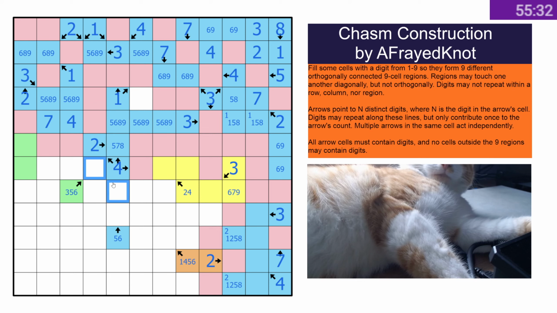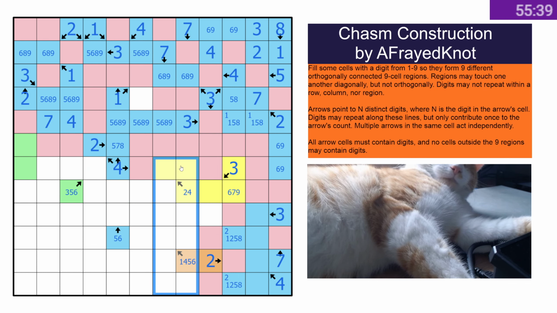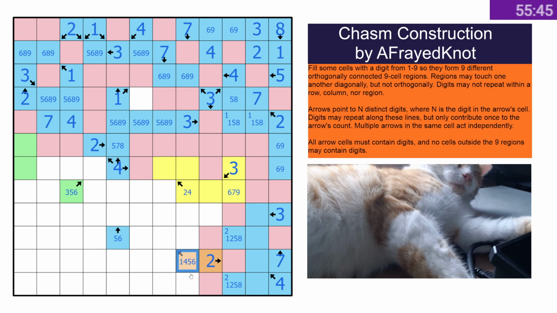This chap still needs his last guy. Oh, these 7s still need sorting out, don't they? So 1, 2, 3, 4, 5. That can't be pin cross. Those are both region. So that's going to be an orange cell. Neither that's orange or that's yellow.